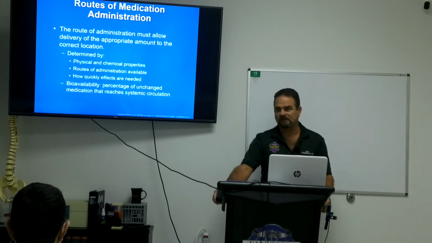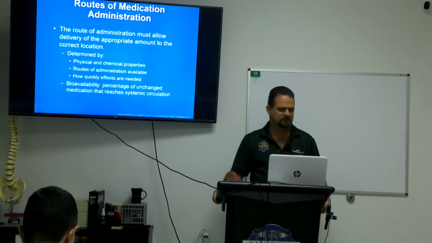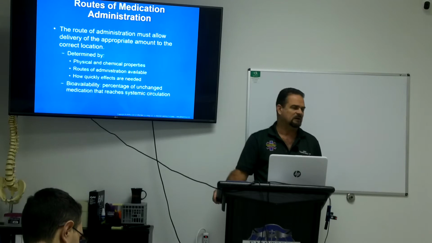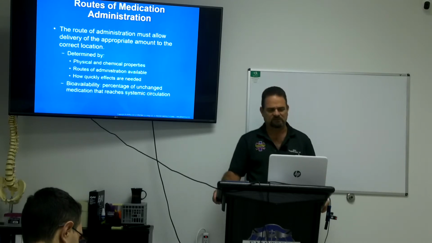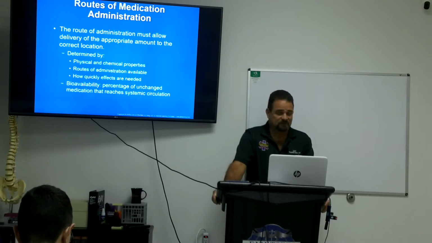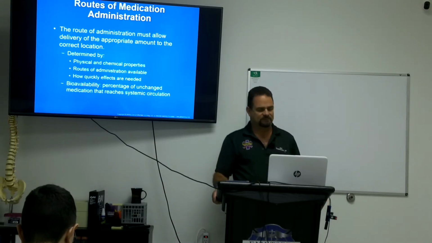Then you have bioavailability, which is the percentage of unchanged medication that reaches the systemic circulation. That is the percentage of unchanged medication that, once it's given, actually reaches the systemic circulation. That's specifically determined by the route of administration, and it varies by medication except for the IV route. The IV route has 100% bioavailability. When you put it in via IV, it's 100% bioavailable.